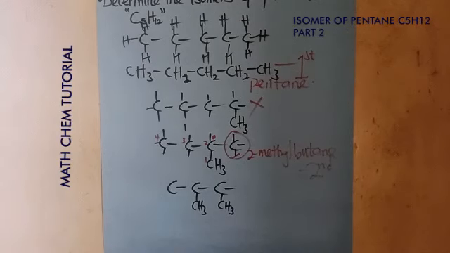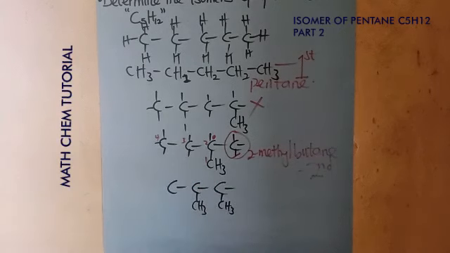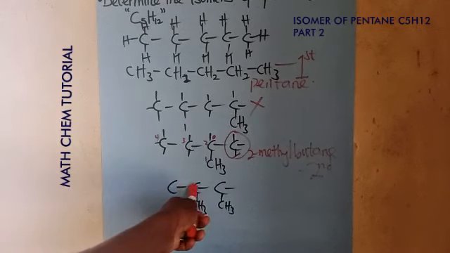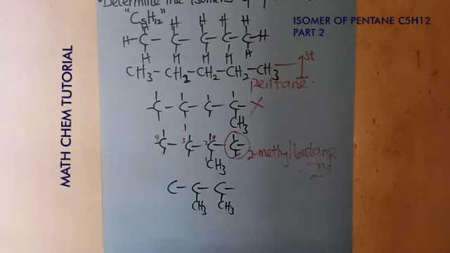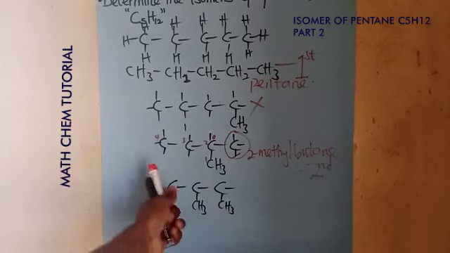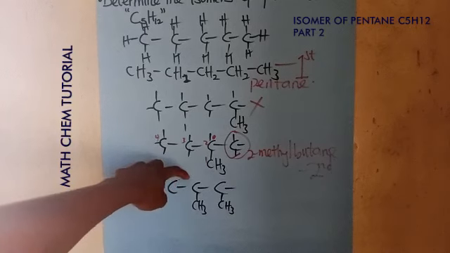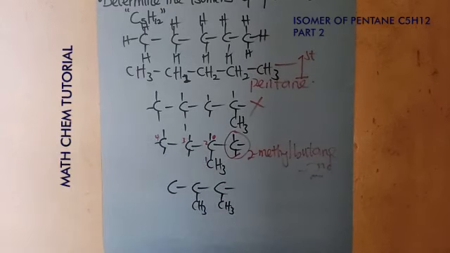If you are to name this now, you realize that the naming will still be 2-methyl-butane. Why? Look at the naming. 1, 2, 3, 4. That's my longest chain. Can you see it? 1, 2, 3, 4 is the longest carbon chain. I hope you can see it.